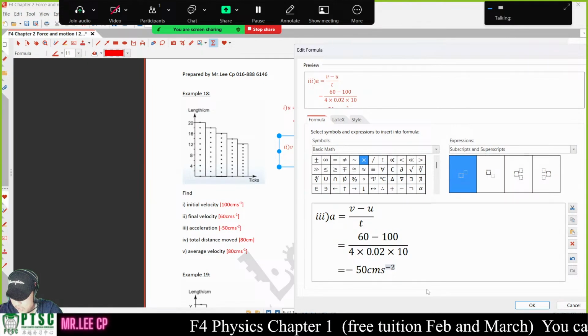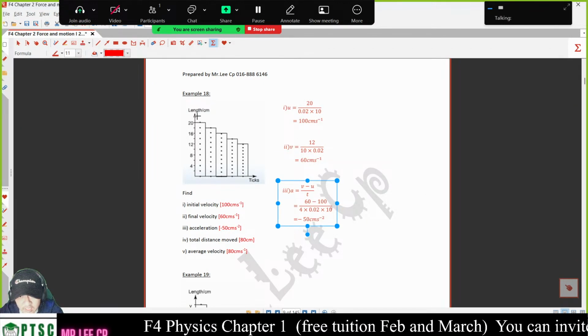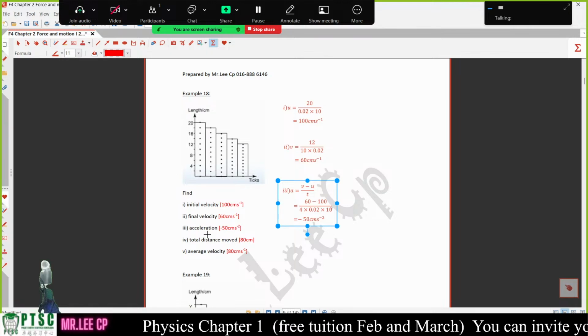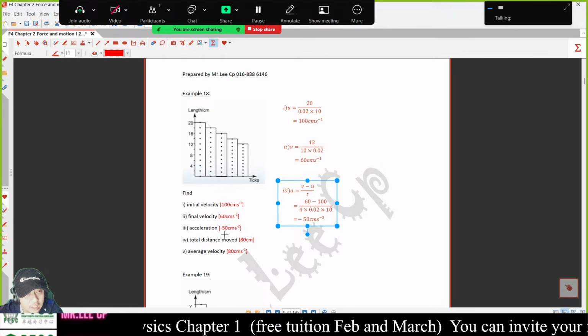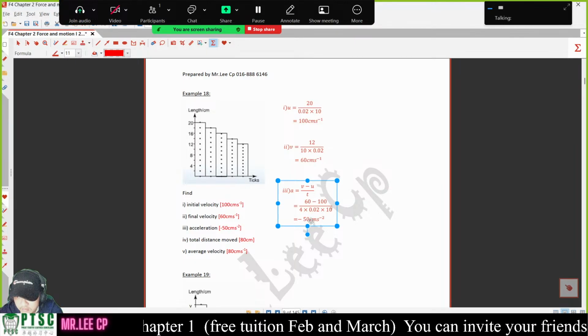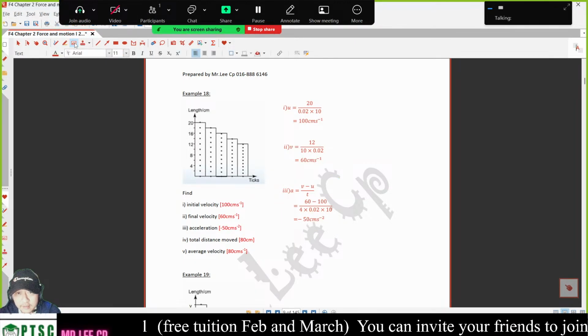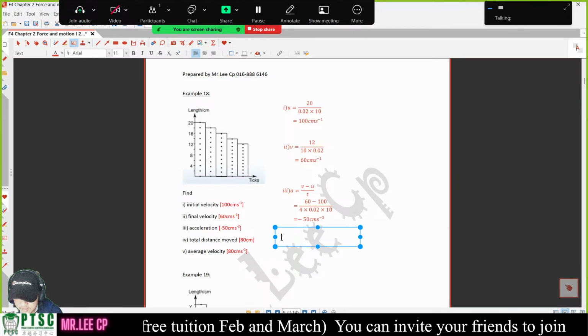The unit is cm s^-2. If you ask me what is the acceleration, it is -50. If you ask me what is the deceleration, it is 50 cm s^-2. I hope you understand.